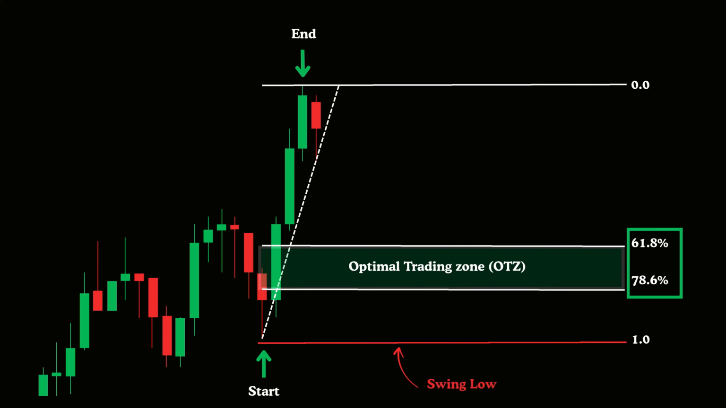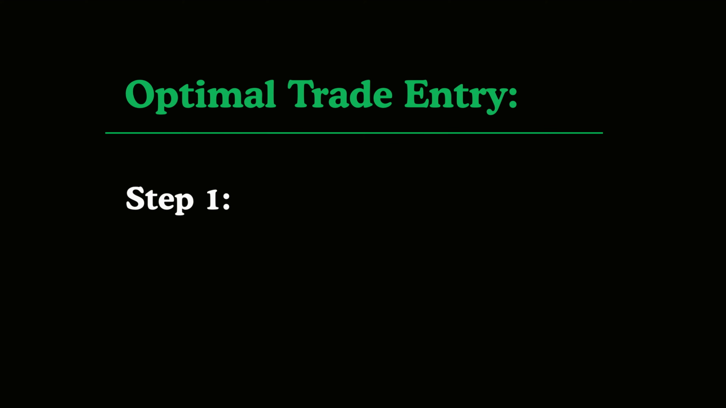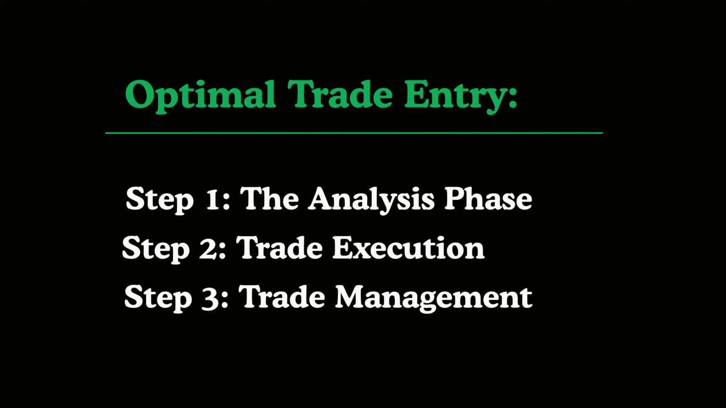With all that said, identifying a valid reason to take a position within this zone can lead to high probability trades. This confirmation could come from various price action cues which we'll break down later in this video. Now that we've outlined the optimal trading zone, let's dive into ICT's optimal trade entry framework. This method is broken down into three straightforward phases: analysis, execution, and trade management.